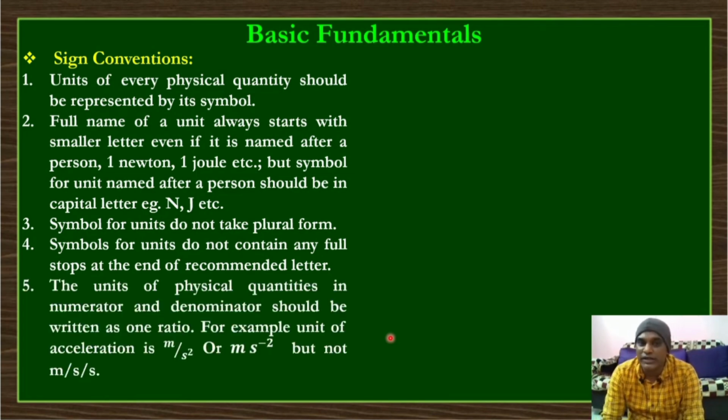The unit of physical quantities in the numerator and denominator should be written as one ratio. For example, the unit of acceleration is meter per second square, or we can write it as m s to the power minus 2. But you should not write it in the other way. Clear? This is very important. Many students write like this. No.